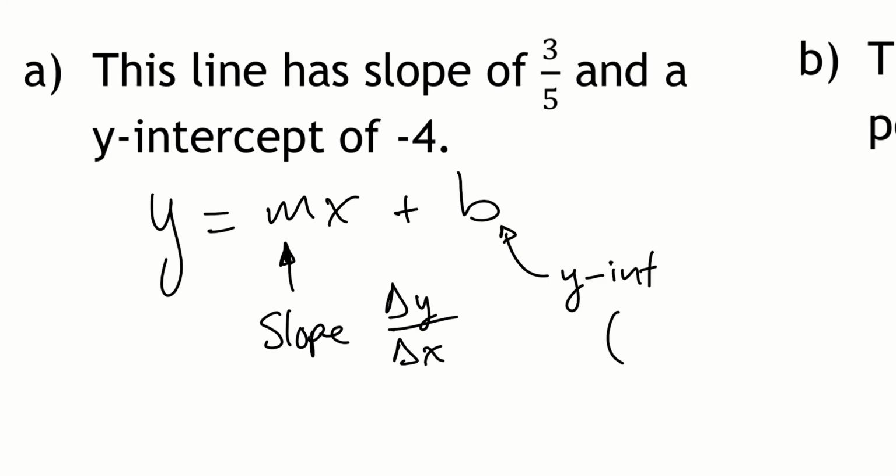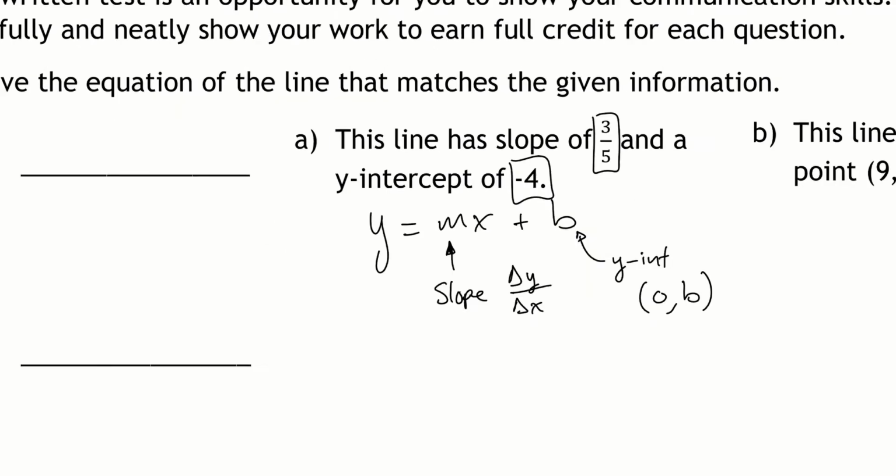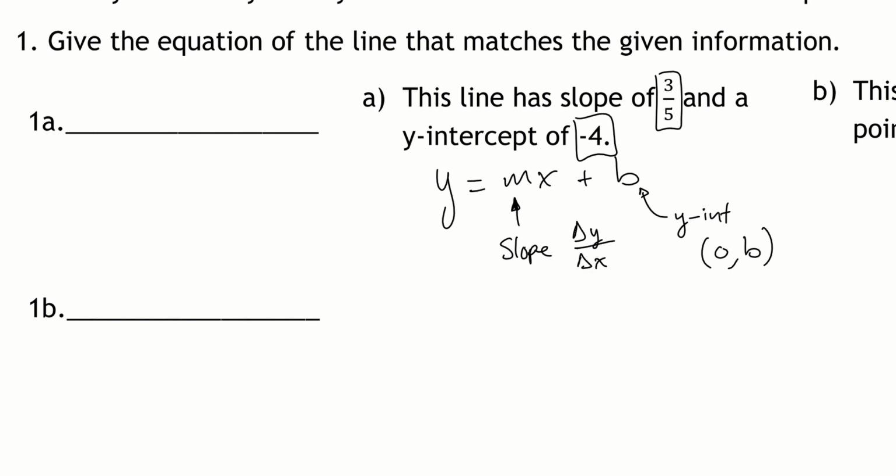And the other parameter is where it crosses the y-axis, the y-intercept parameter. And that is a location, right? X is 0, and b is at that spot. So those 2 parameters will define a line. And it turns out, in part A, I'm given both parameters, right? I'm given the slope parameter, and I'm given the y-intercept parameter. So to write that equation of the line, I just need to put those 2 things together and write y equals 3/5 x, and then minus 4. So that's the answer for A.